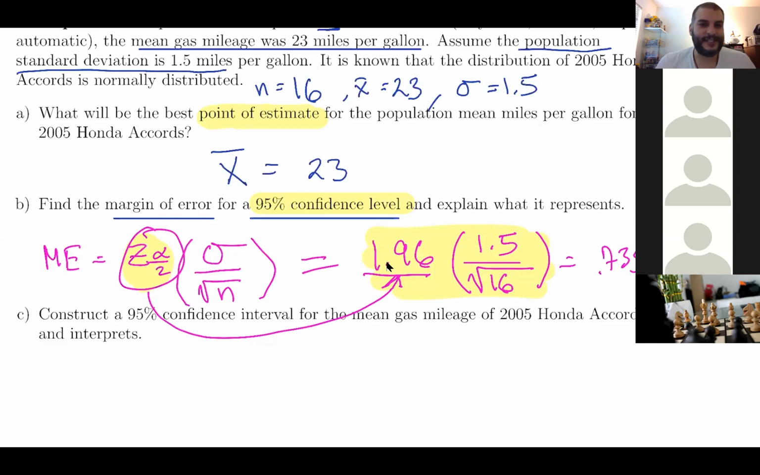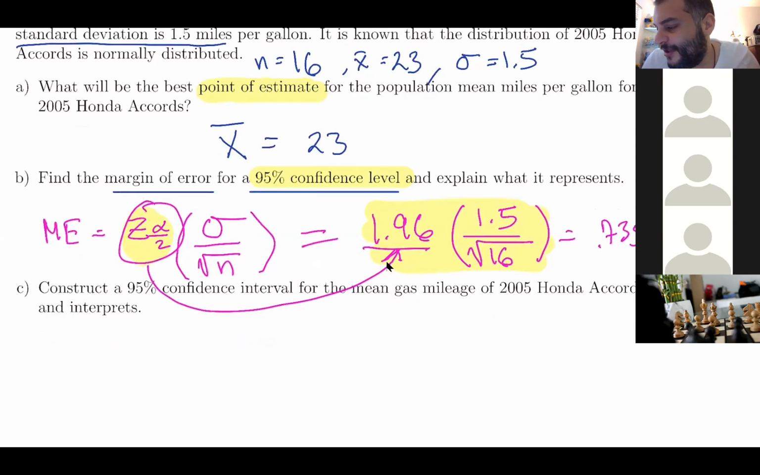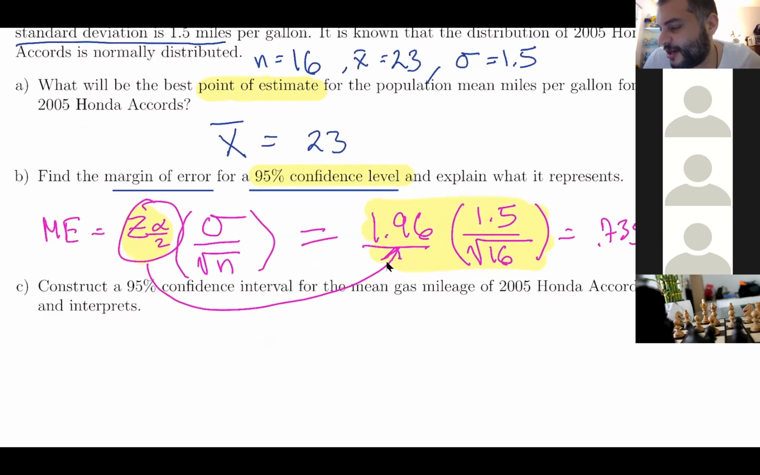All right, let's do part C. If you look at part C, it says construct a 95% confidence interval for the mean gas mileage of a 2005 Honda Accord and interpret it. So what we want to do is finish it off. We want to construct the confidence interval, so that means we want to get the point estimate, and we want to add and subtract the margin of error.